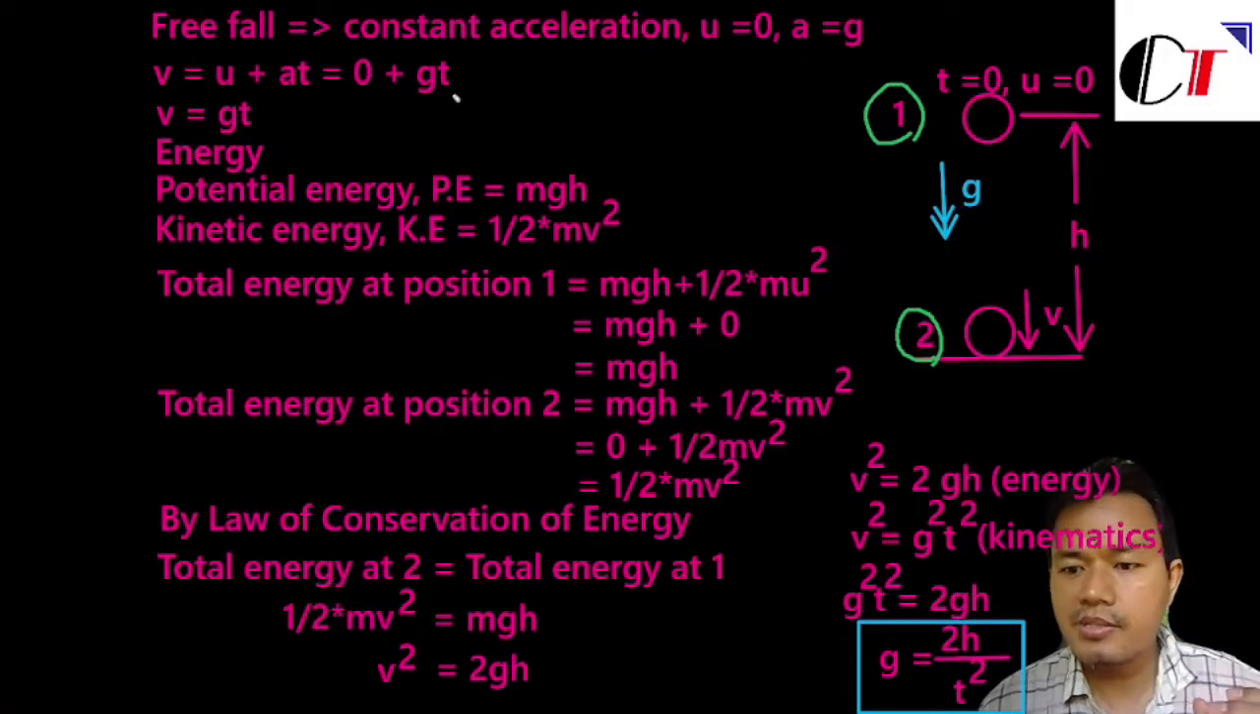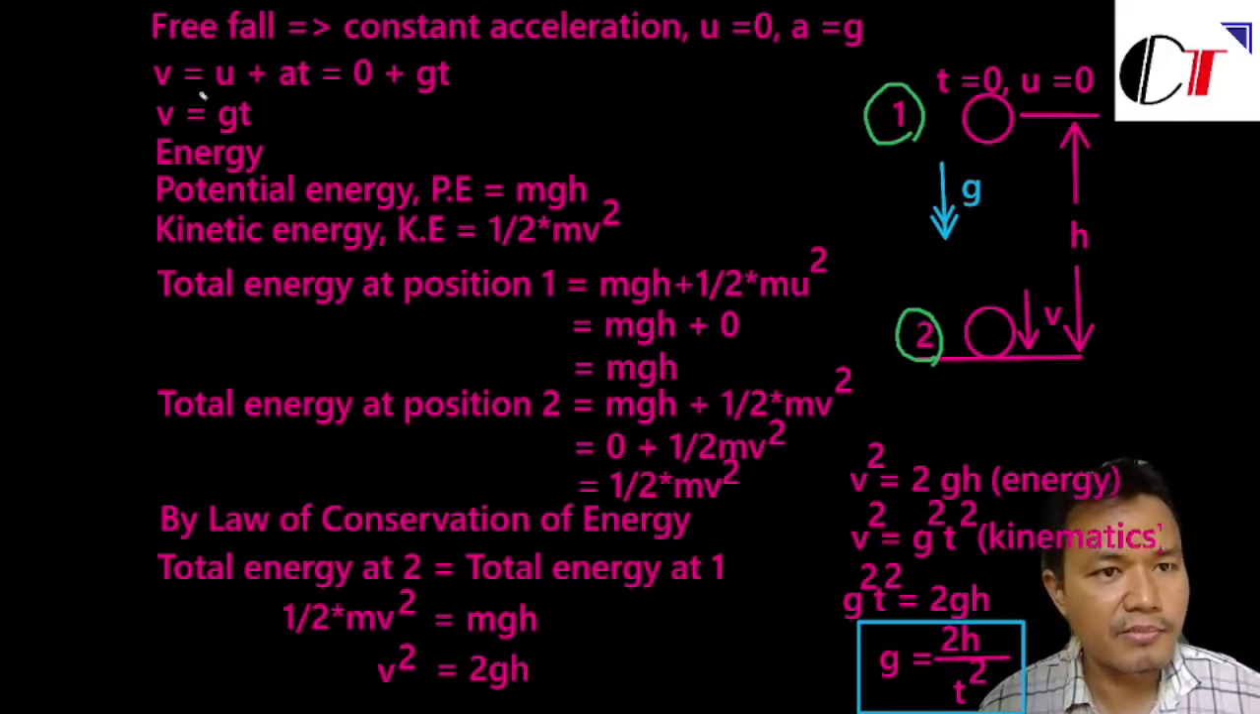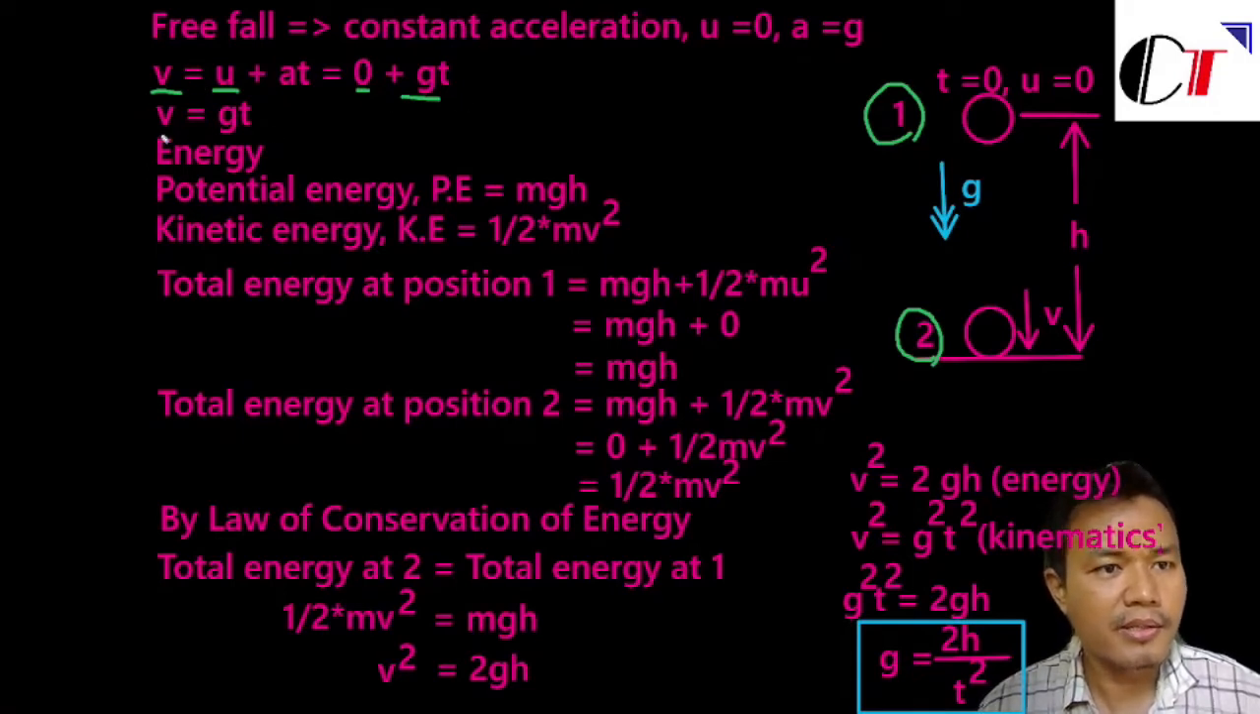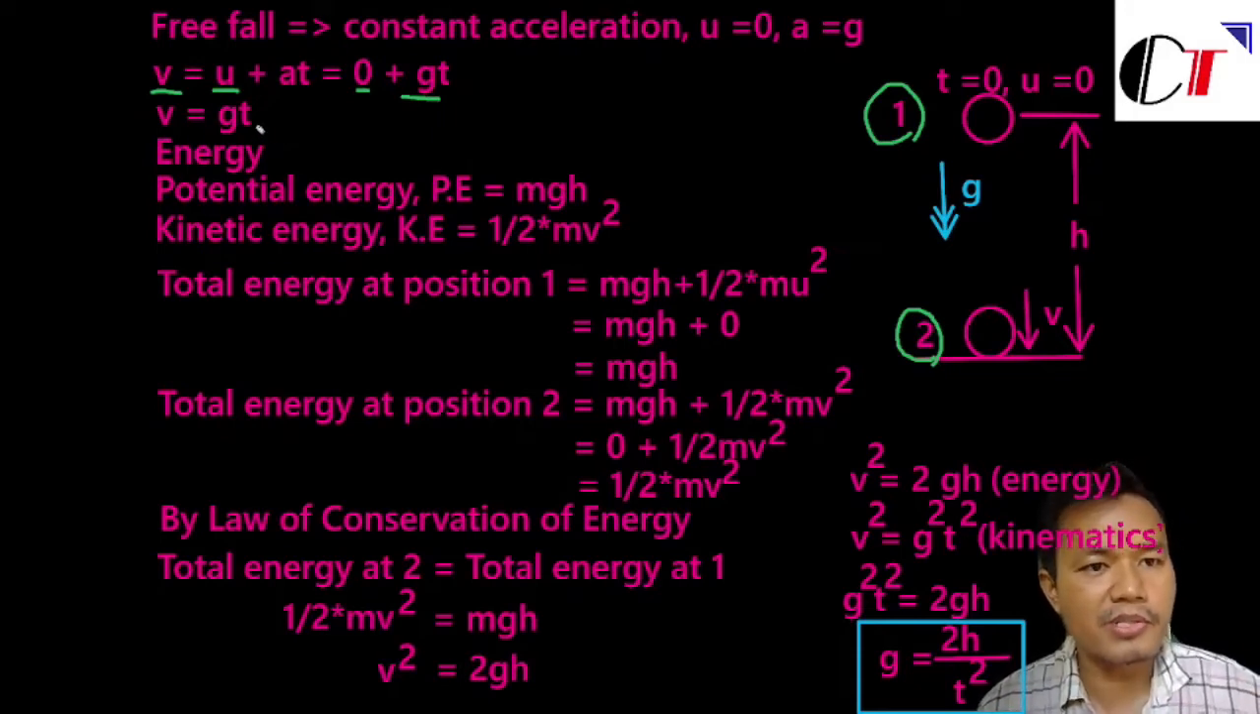So let's first look at the velocity. The velocity at any time t in free fall can be found by the constant acceleration equation, which is just v equals u plus at. Of course the initial velocity u is 0 and the acceleration is g. So we have the final velocity v equals 0 plus gt, and then v will just equal gt. So please try to remember this equation, v equals gt, for the free fall, because we are going to use it later.